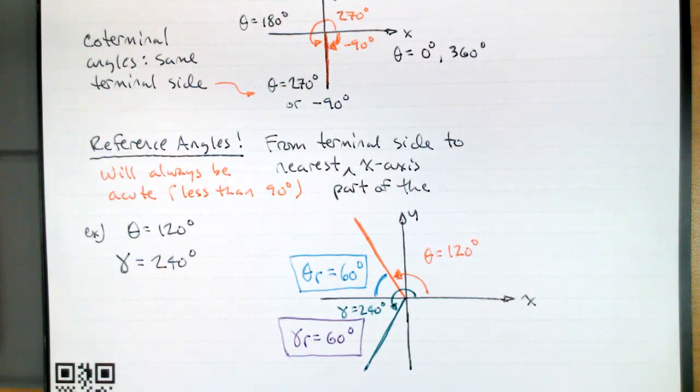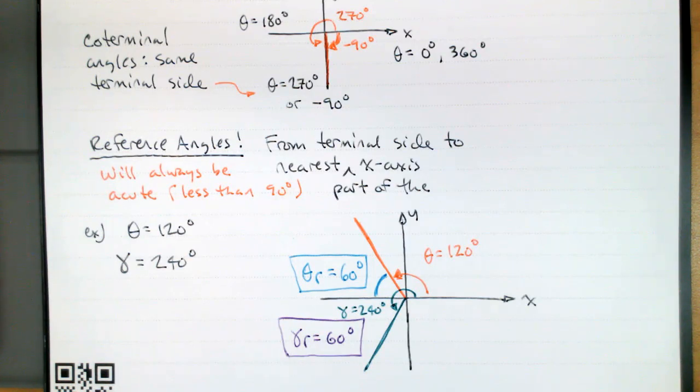Our reference angles will always be positive acute angles. We just care about how far to the x-axis. Any questions? Yes. We go to the nearest one. It's kind of like when we were talking about rounding. So if we're here in the third quadrant, we're going to go back to the negative x-axis. If we're up here in the second quadrant, we keep on going to the negative x-axis.